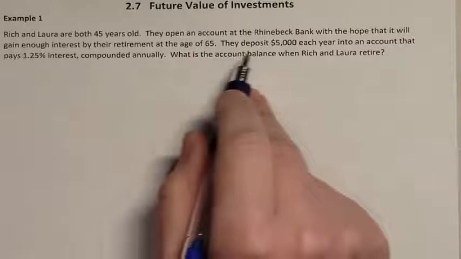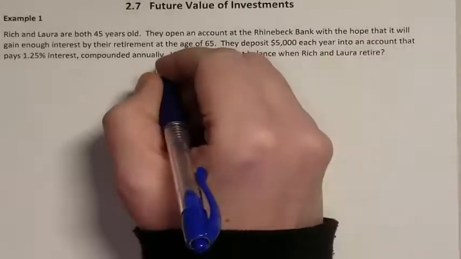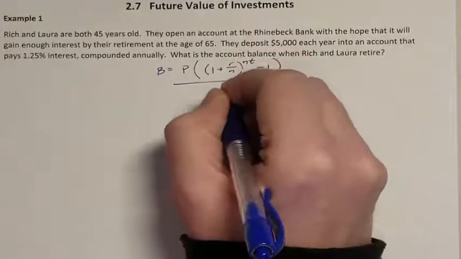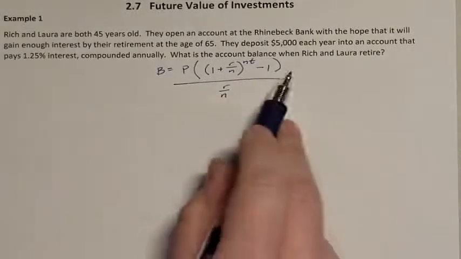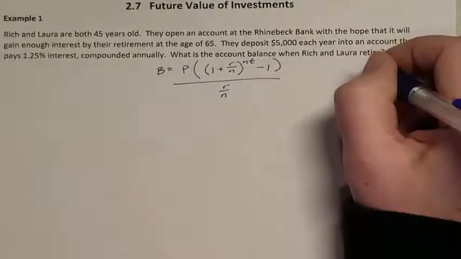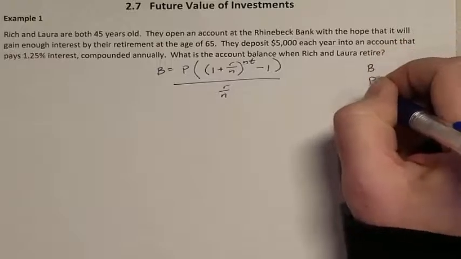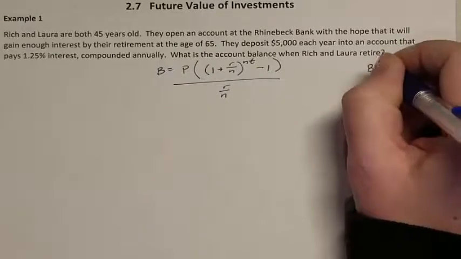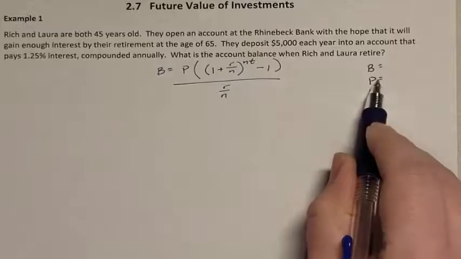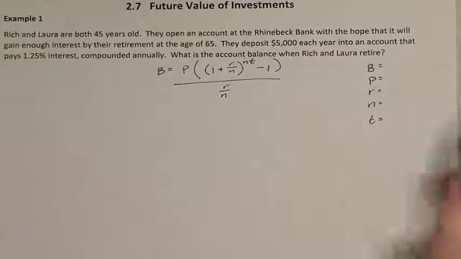If they are depositing money every year, this is our formula, where you have a parenthesis within a parenthesis, and then there's also a fraction. So looking at this, we have the variables B, P, R, N, and T that we need to identify. P is no longer principal. P is the amount they deposit every time.